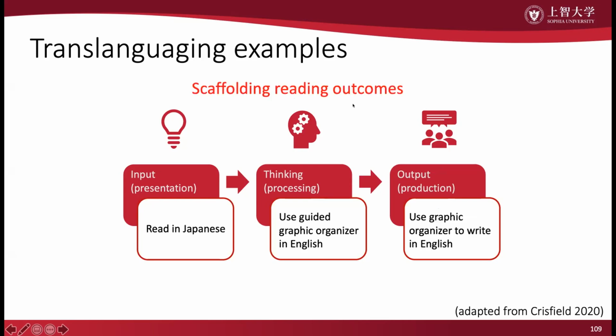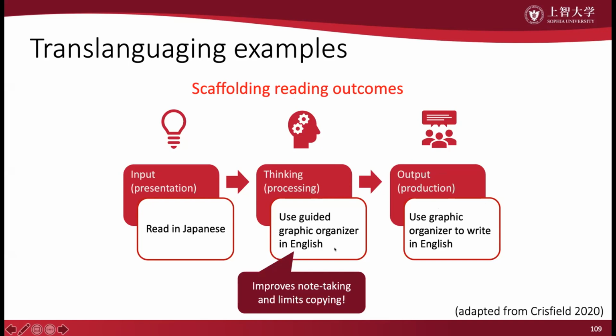We can use translanguaging to scaffold for reading outcomes. For example, read a text in Japanese and use a graphic organizer like a Venn diagram in English, and then use the graphic organizer to write an essay in English. And this has the bonus of improving the students' note-taking skills, and also it limits the possibility of copying.